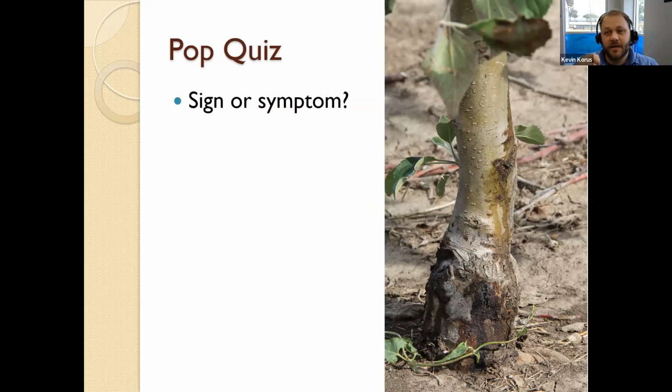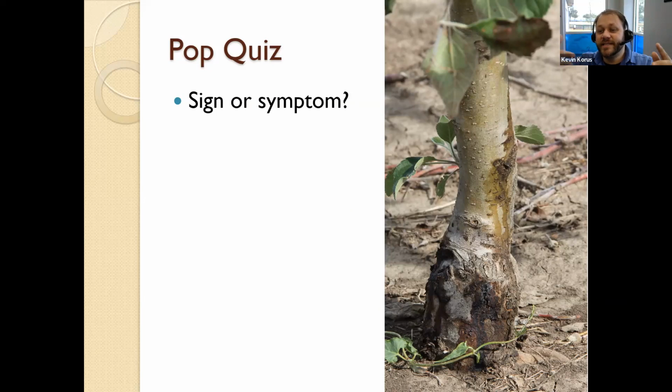And not to keep you waiting too long, I'll give you the answer. It's actually kind of a trick question. So this particular apple tree has fire blight. Fire blight is caused by a bacterium. The bacterium causes the plant to ooze and exude.